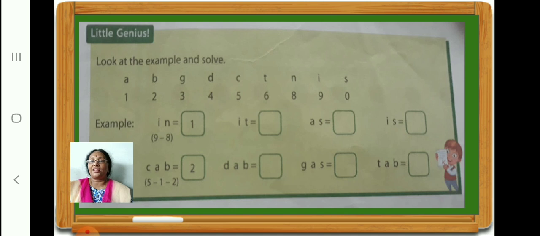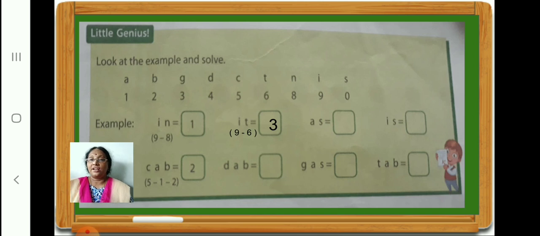Okay, so now let us go to the next one. IT is equal to how much? We have to find out. So value of I is how much, children? Look at the table given up. Value of I is 9. T is 6. Therefore 9 minus 6. Let us write it down. And 9 minus 6 is 3. So write 3 in the box.